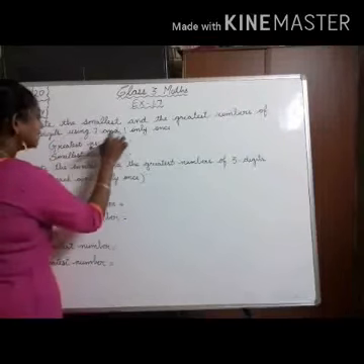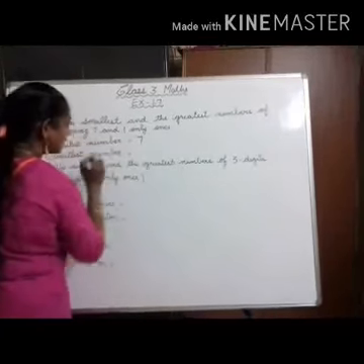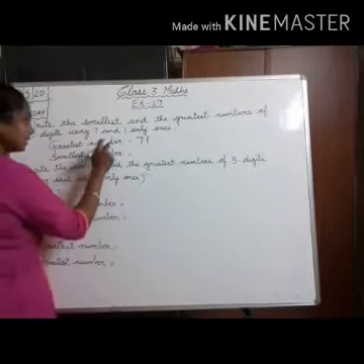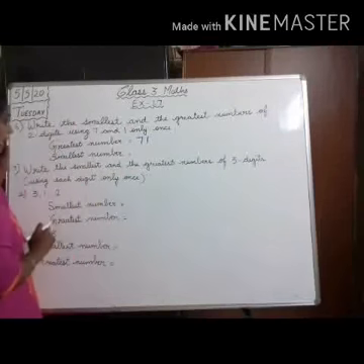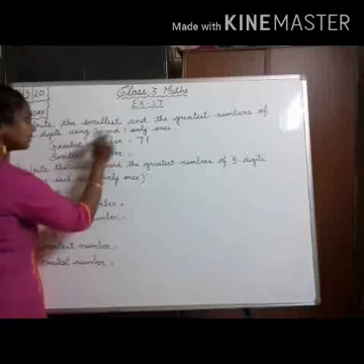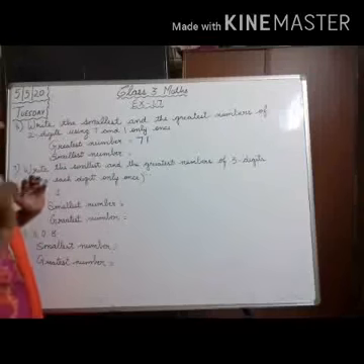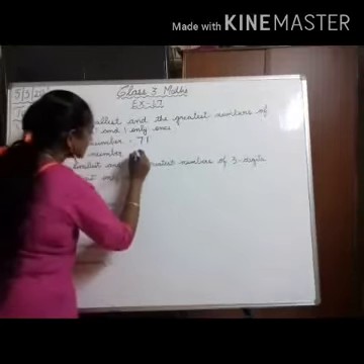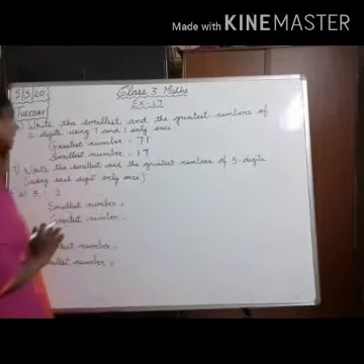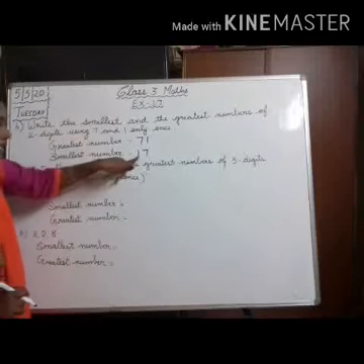Here 7 and 1, which is the big number? 7. We have to write 7 first, then 1. So the greatest number is 71. Next, the smallest number. We have to write it in ascending order, that is small to big. So the small number is 1 and the big number is 7. So 17 is the smallest number. Greatest number is 71 and the smallest number is 17.